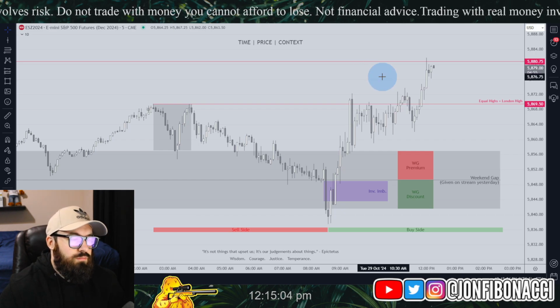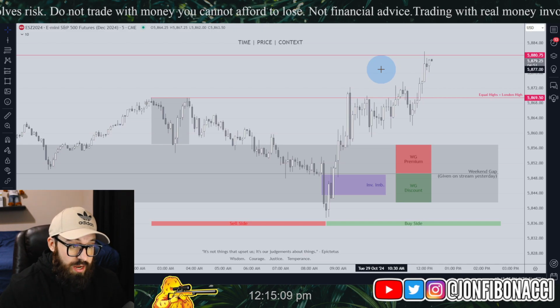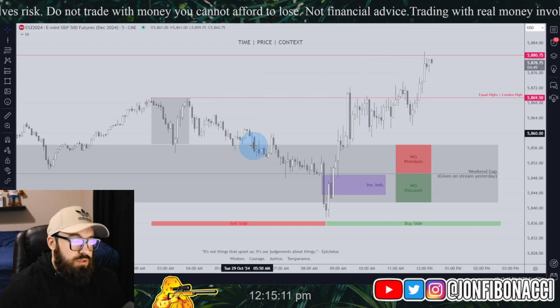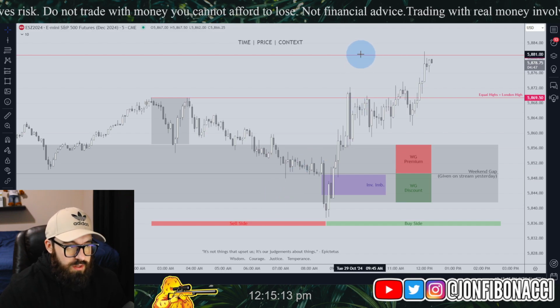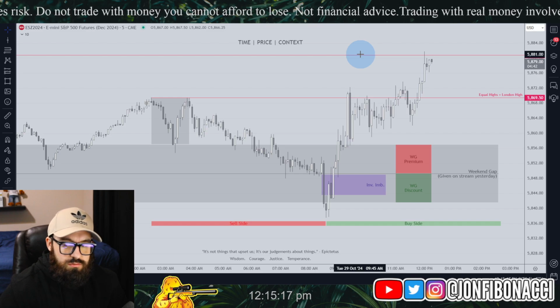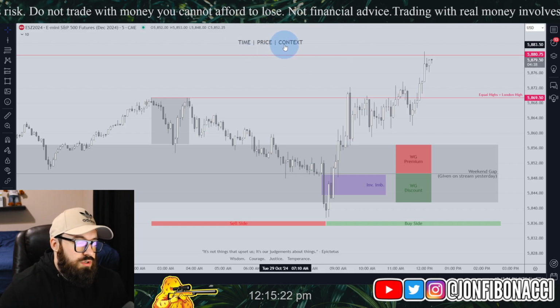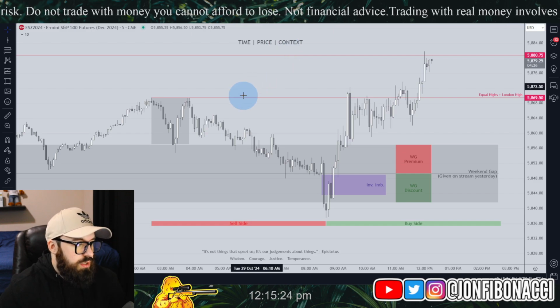So the plan going into today, what is the plan? Because hope is not a strategy, right? Well, the plan is go to Sunday's gap, rally up for the high. But we need some justification. We need some time, price, and context. And of course, liquidity, right?